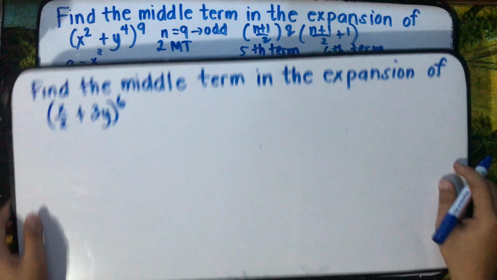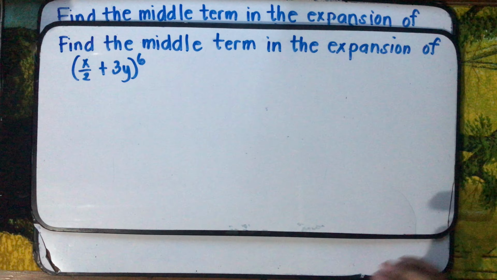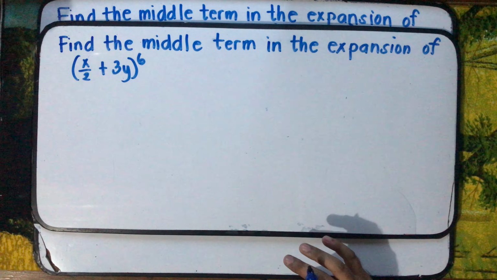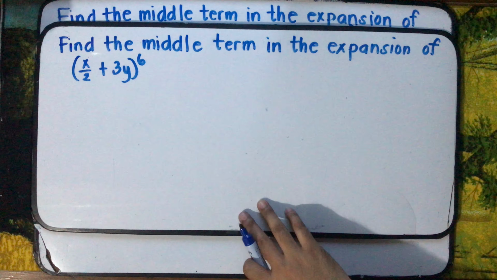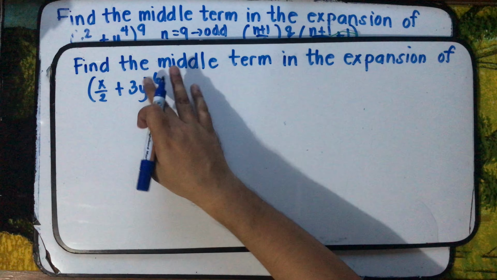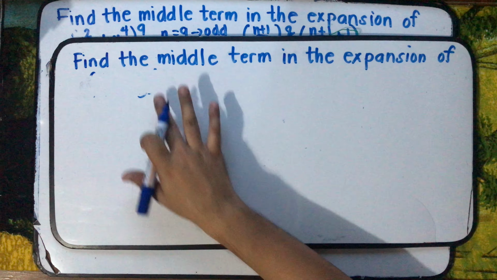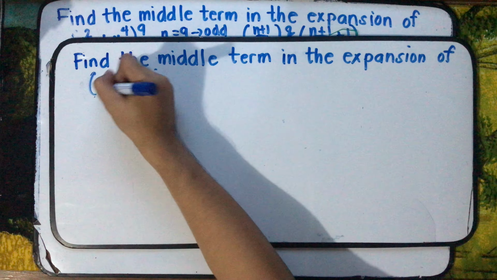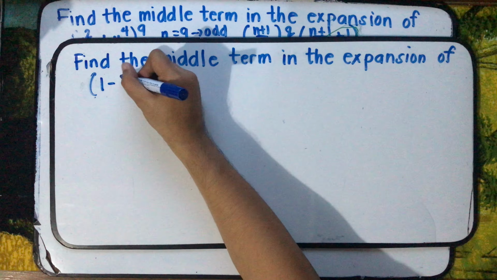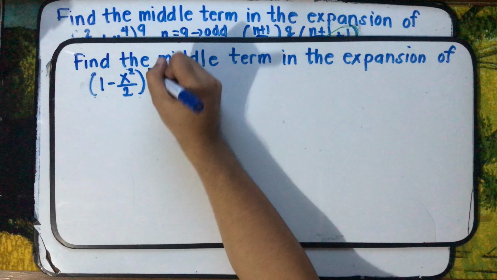So let us now try to solve another problem. Find the middle term in the expansion of x over 2 plus 3y. Is this the same as the first example? Okay, this is the same as the first example, so let us use another example. Let us now try to find the middle term of the expansion of (1 minus x squared over 2) raised to 14.